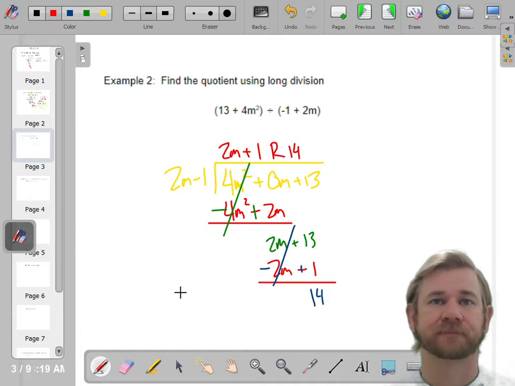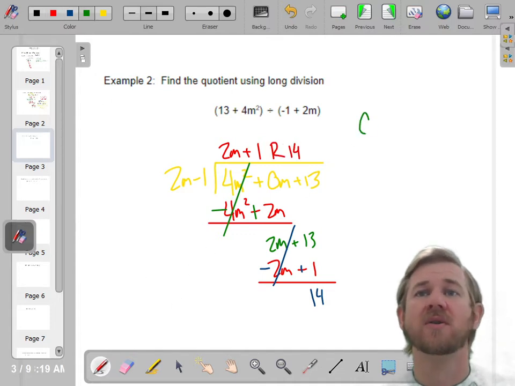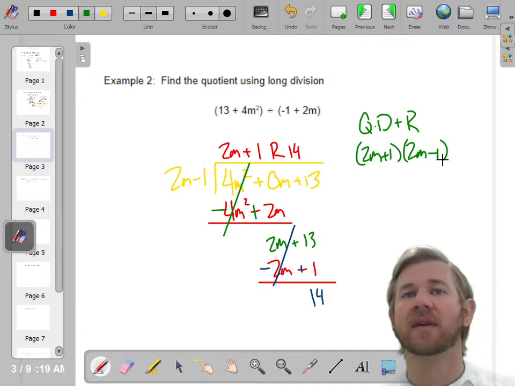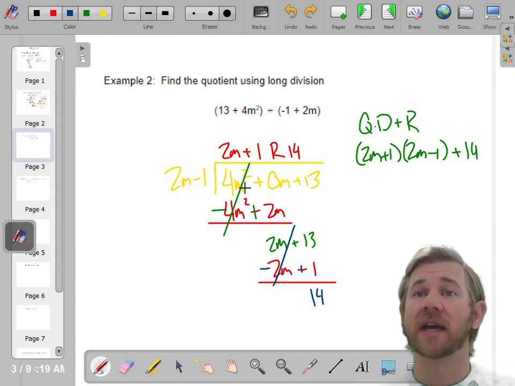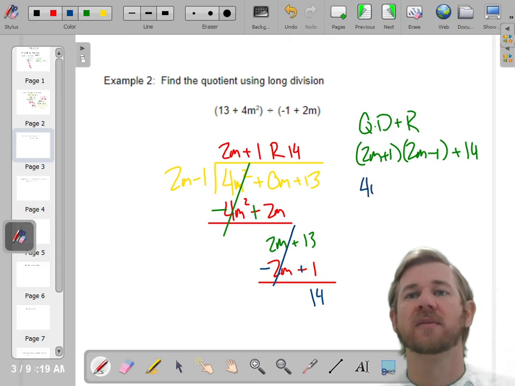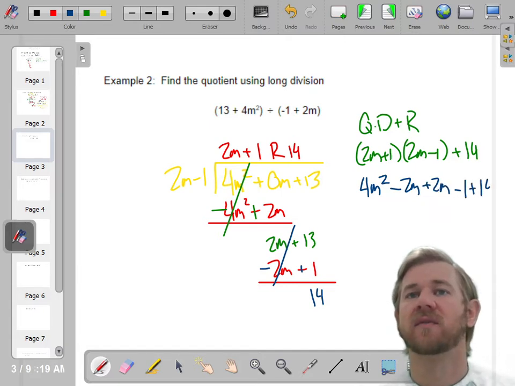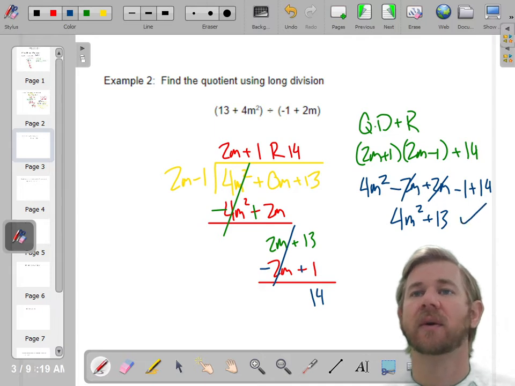Remainder 14. So if I write my answer as quotient times divisor plus remainder, the quotient is 2m plus 1. The divisor is 2m minus 1. And then my remainder is plus 14. Now I could just say that's my answer, but I'm still going to check it. So I'm going to FOIL this out. 2m times 2m is 4m squared, minus 2m plus 2m minus 1 plus 14. So those cancel out. 4m squared, and 14 minus 1 is 13. Did I do it right? Yep, that's the dividend, so I know I did it right.